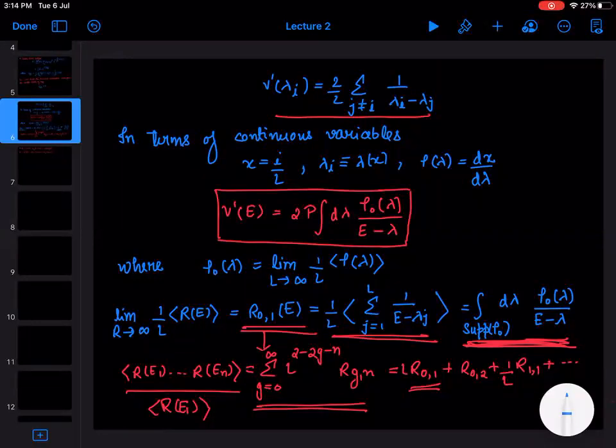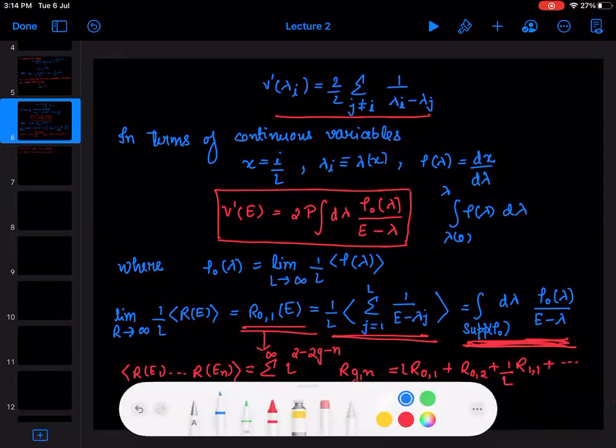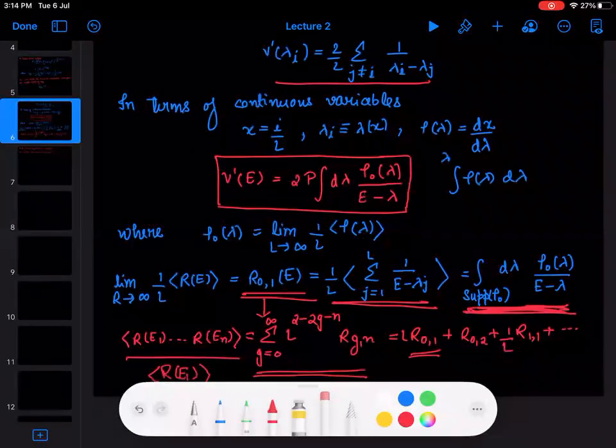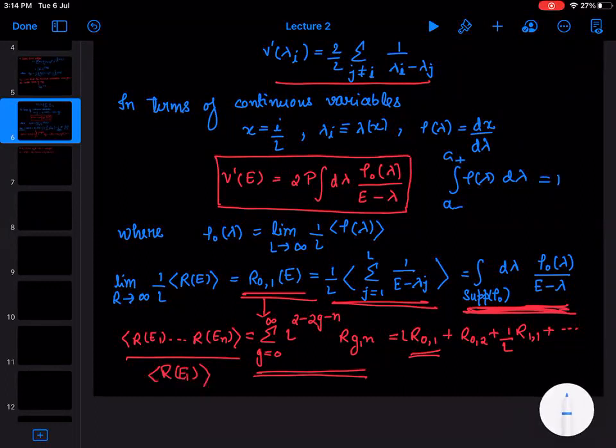Yeah, you can just look at it from the definition. If you just calculate the integral of rho of lambda d lambda from A minus to A plus, this is equal to 1. You can also check it from these definitions here. It will be clear. Thank you.